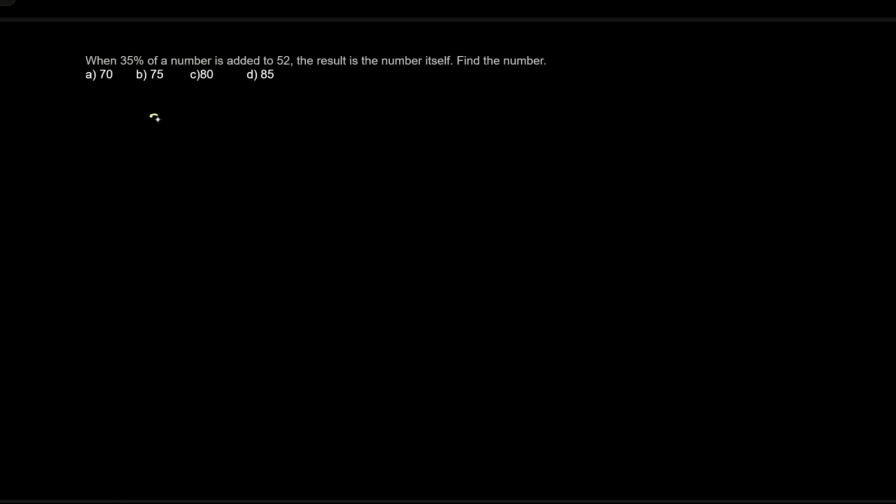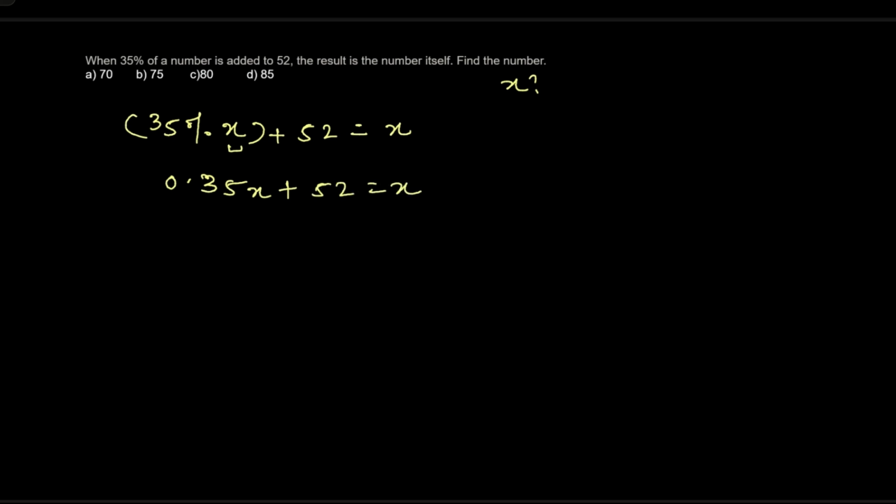The question says, when 35% of a number, let the number be x, is added to 52, then the result is the number itself, meaning the number which we have taken, that is x, and we have to find that number, which means we have to find x. It's a very simple question. 35% can be written as 0.35, because 35% means 35/100, which is 0.35. So x plus 52 equals x itself.